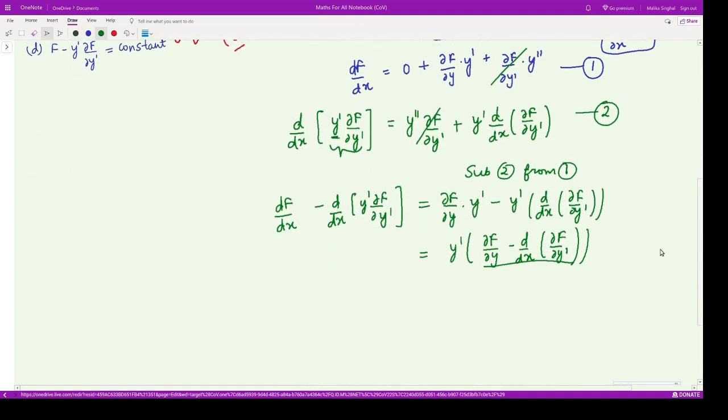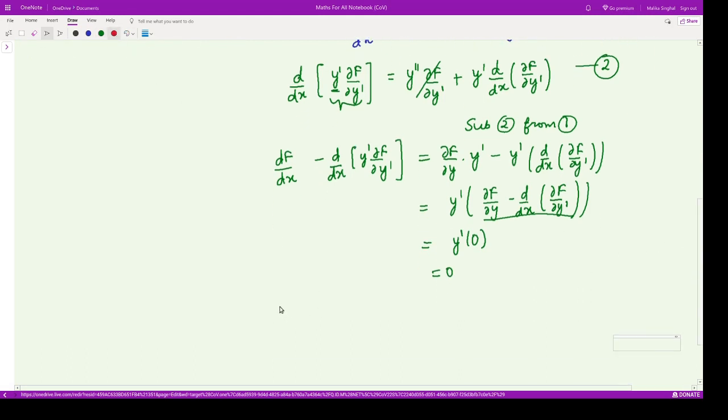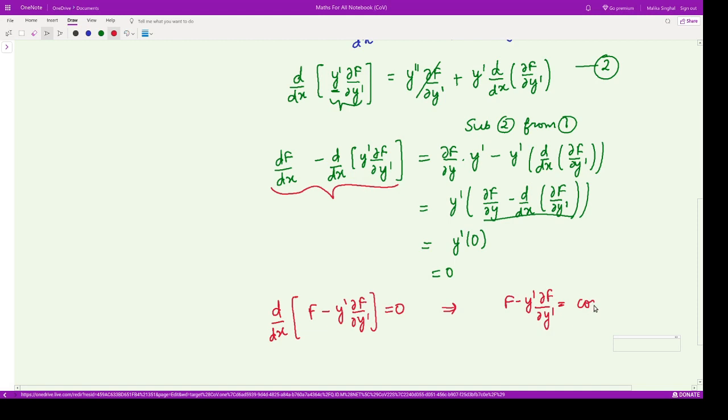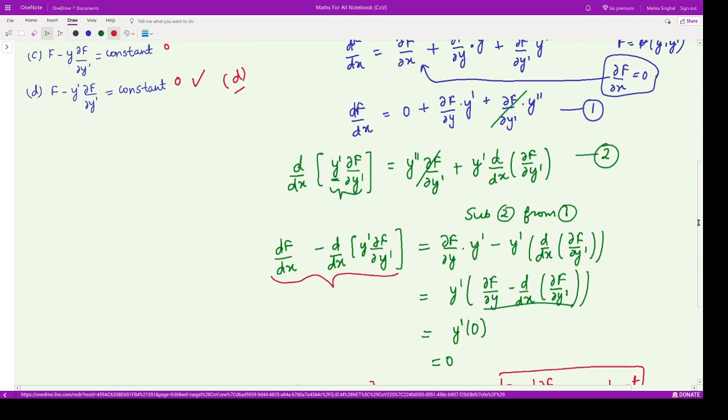We can use this form over here because we are saying that we have the extremal, so y dash into 0 gives me 0. Ultimately, from the left hand side I can take the derivative operator common, so I have d dx of f minus y dash del f by del y dash is equal to 0. This gives me f minus y dash del f by del y dash is equal to constant, which is the form that we required. So obviously D is the correct option.